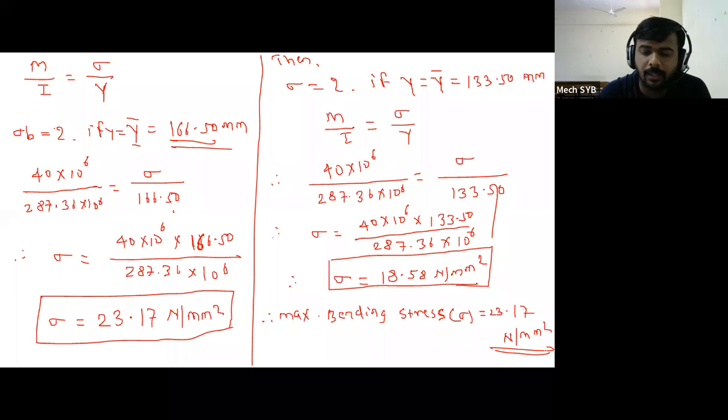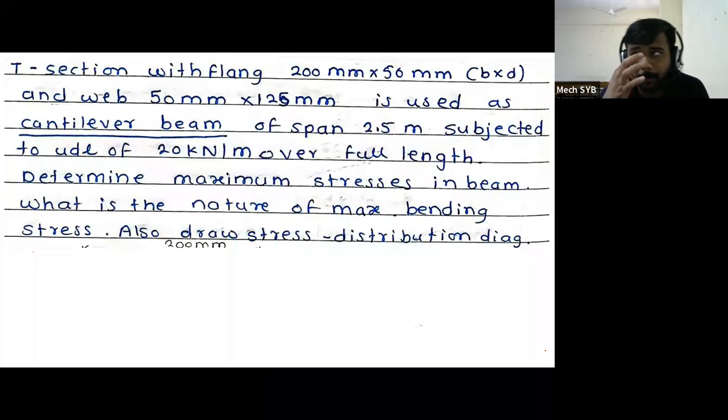Okay. Now, next problem. So read the statement carefully, understand the meaning, understand the section, understand the type of beam, then we will draw the figure, and then we'll go for the further solution. See, a T section, type of section they have mentioned, a T section with flange 200 mm by 50 mm.